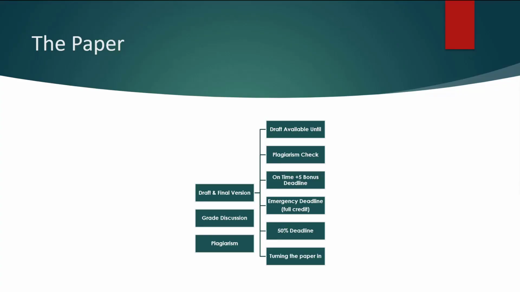So the paper is written in a draft, multiple drafts if you wish, and a final version. For the draft, you upload the draft if you do one to Canvas to a special draft assignment, and it's available until the date specified on the syllabus. Also, of course, you can look in Canvas to see when it's available until.